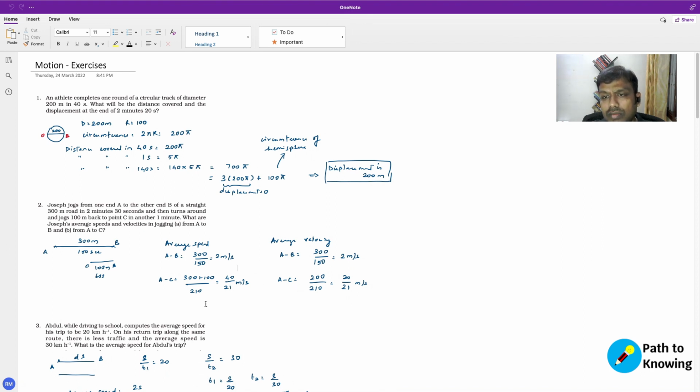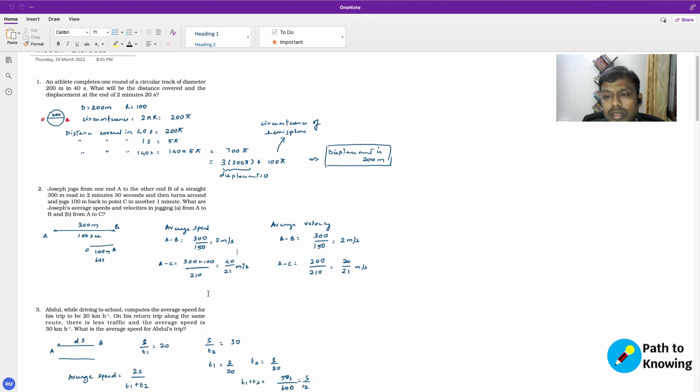Similarly, for the velocity, if you see here, its velocity between A and C is going to be the total displacement between A and C. Now, the total displacement is just a change in position, which is just 300 minus 100, which is going to be 200. And the total time taken is still 150 plus 60 seconds, so it is going to be 210 seconds. So your average velocity between A and C is 200 over 210, which is 20 over 21 meters per second.